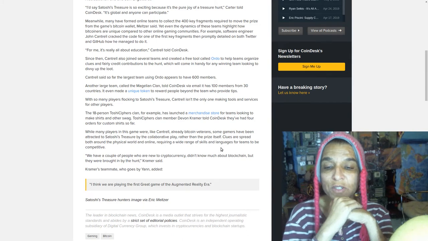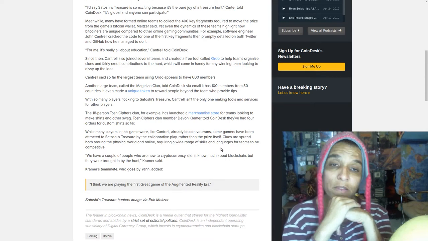While many players in this game were like Cantrell, already Bitcoin veterans, some gamers have been attracted to the treasure by the collaborative play rather than the prize itself. Clues are spread both around the physical world and online, requiring a wide range of skills and languages for teams to be competitive. We've had a couple of people who are new to cryptocurrency and don't know much about the blockchain, but they were brought in by the hunt, Kramer said. And Kramer's teammate, who goes by Yan, added, I think we're playing the first great game of the augmented reality era. And I think there's some credence to that.